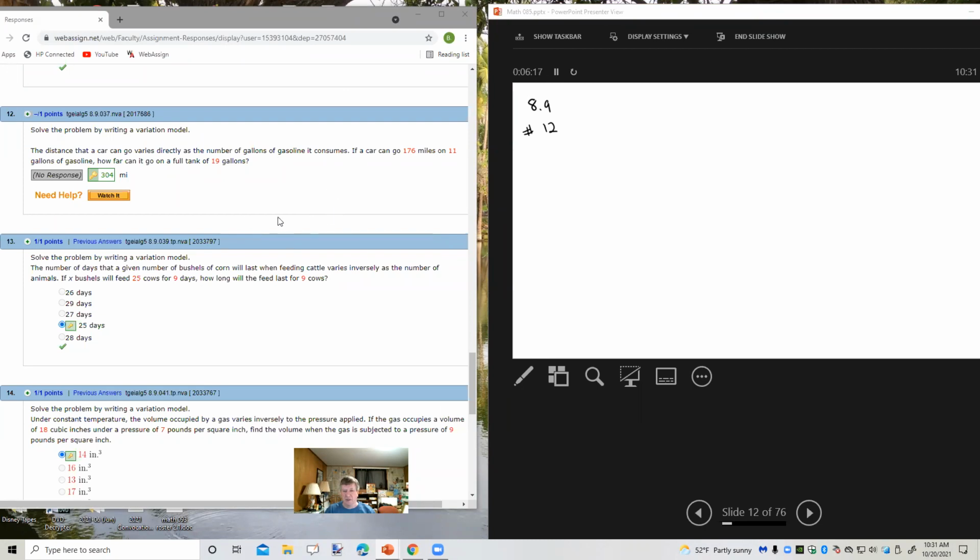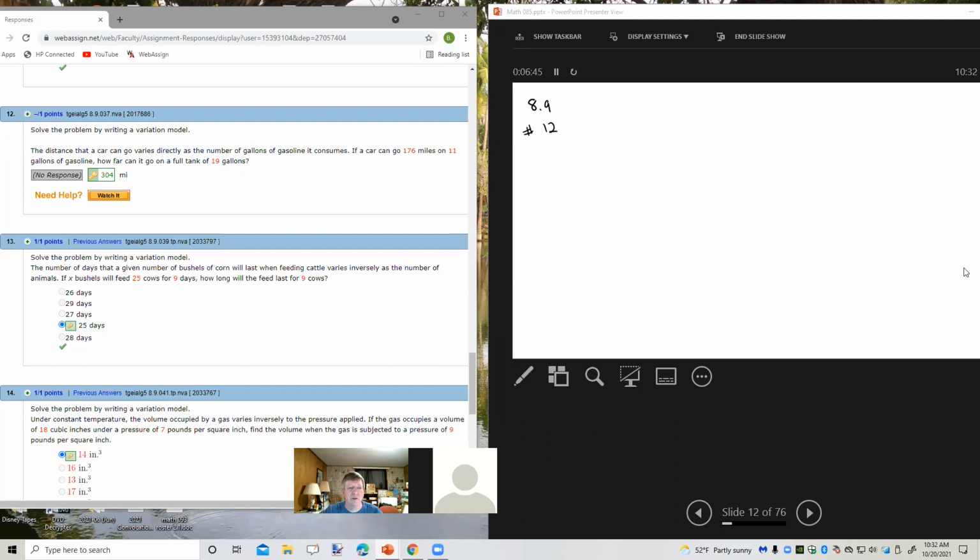Can everybody see the web assigned screen as well as the whiteboard? Just somebody tell me yes or no. Yes. Thank you. All right. So number 12, it says the distance that a car can go varies directly as the number of gallons of gasoline it consumes. If a car can go 176 miles on 11 gallons of gas, how far can it go on a full tank of 19 gallons?